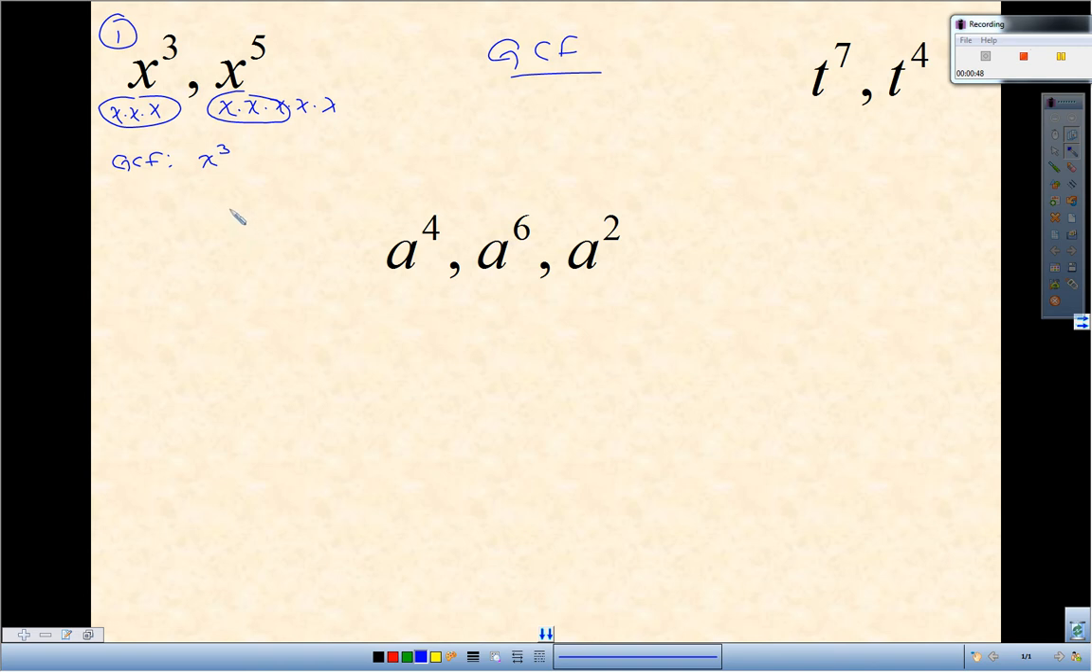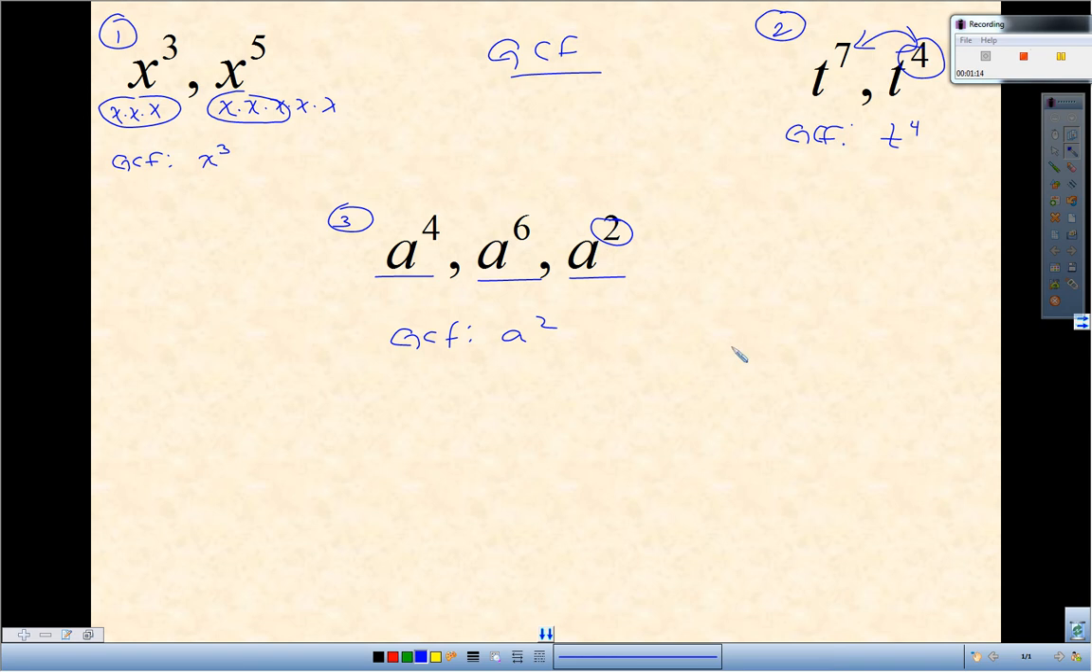A general rule of thumb is that whenever you're talking about variables, your greatest common factor is always the lowest of the two, or the lowest exponent. So for example, if I ask you what the GCF of t to the seventh and t to the fourth is, the GCF would simply be t to the fourth, because it's the lower of the exponents. Even if I give you three terms, a to the fourth, a to the sixth, a to the second, the GCF would simply be a to the second, because it's the lowest exponent, and that's the greatest common factor.